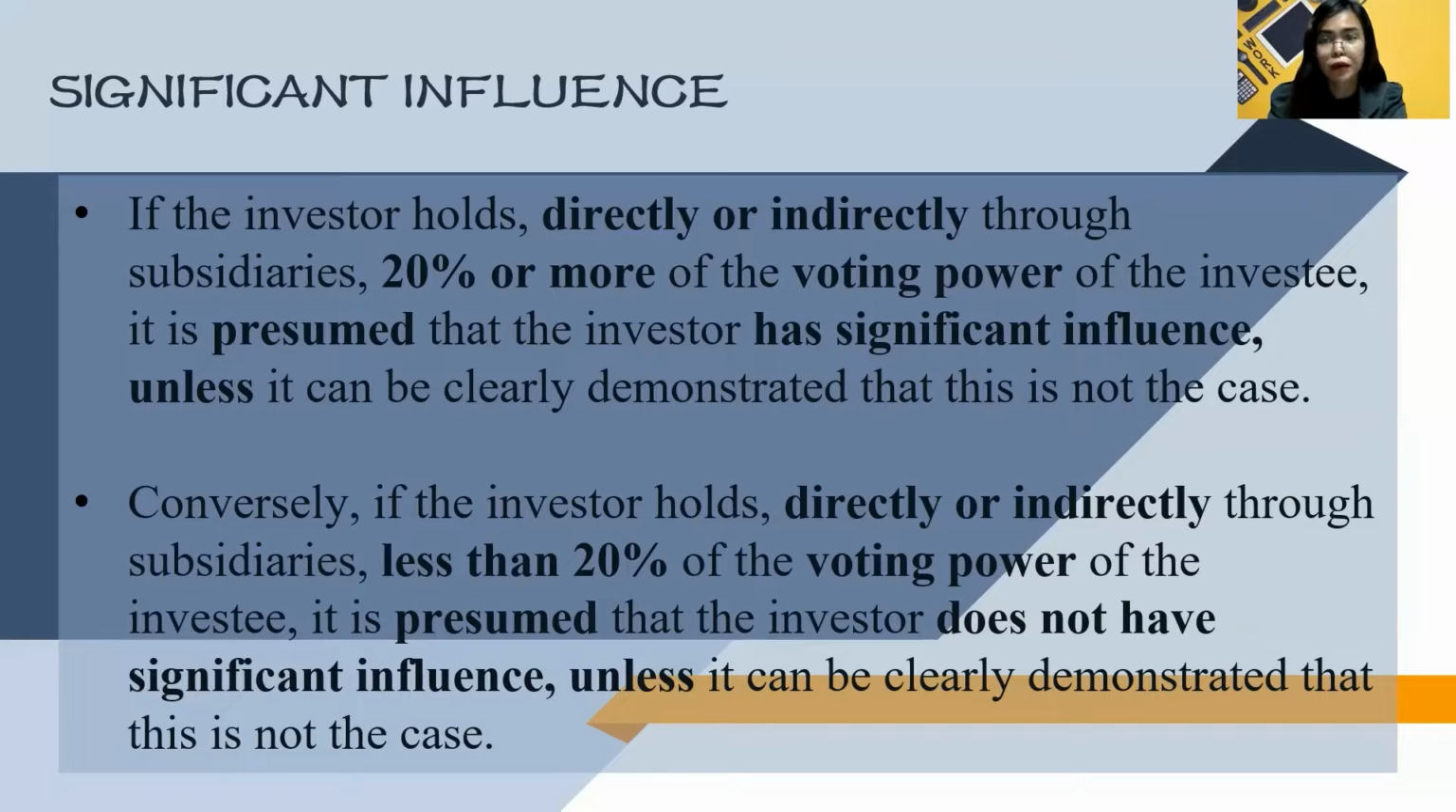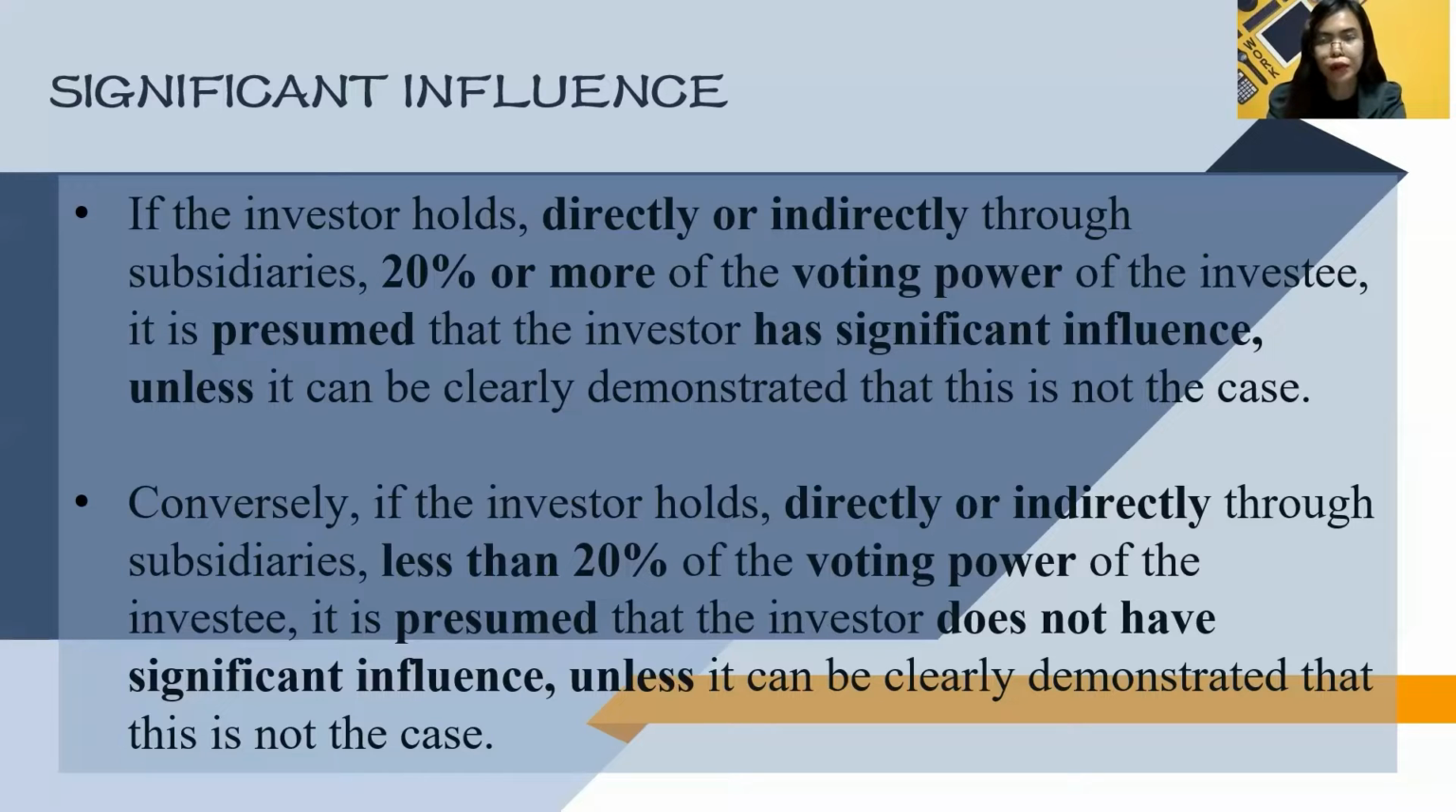Next, we'll be talking about significant influence. For significant influence, we have what we call quantitative presumption. So again, this is only a presumption. So number one, if you hold directly or indirectly 20% or more of the voting power of the investee, it is presumed that the investor has significant influence unless it can be clearly demonstrated that this is not the case. So kapag ang iyong investment ay 20% pataas, ang assumption is associate mo siya unless it is clear na wala kang significant influence. So again, this is an only presumption.